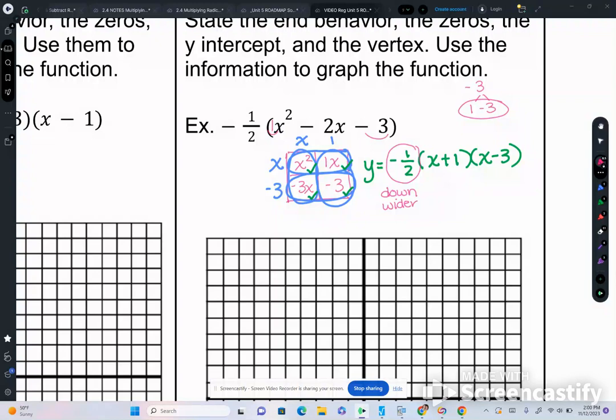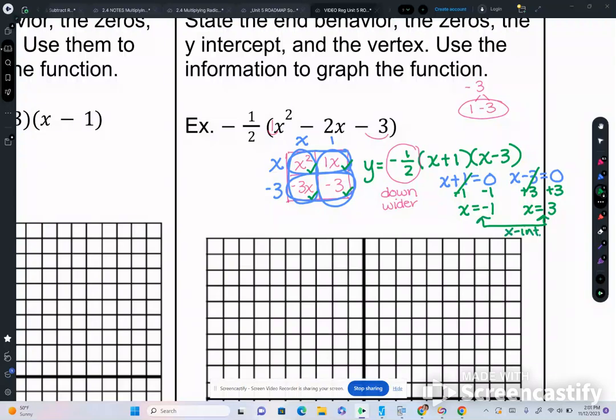All right, and now we're going to set our factors equal to 0. So we have x plus 1 equals 0, and then x minus 3 equals 0, and then we're going to solve. So as you break that down, we're going to go -1 minus 1, so we get x is equal to -1, plus 3 to get our x all alone, and we get x is equal to 3. So these are our x-intercepts.